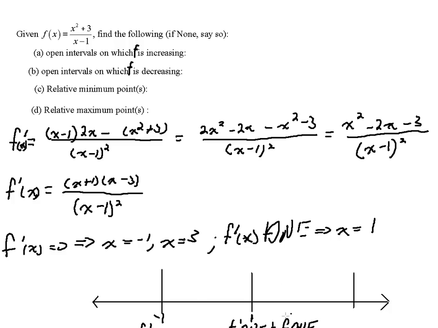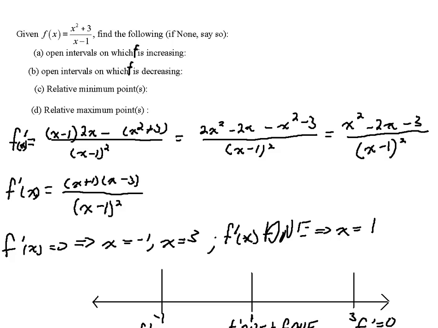That's why I make this little notation down here. So finally we have 3, and that's where f prime equals 0. And negative 1 and 3 don't make the original function undefined, so if we get a change of increasing, decreasing on those, they are fair game for relative max and mins.